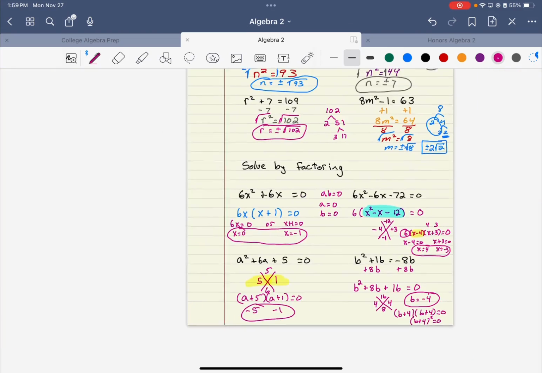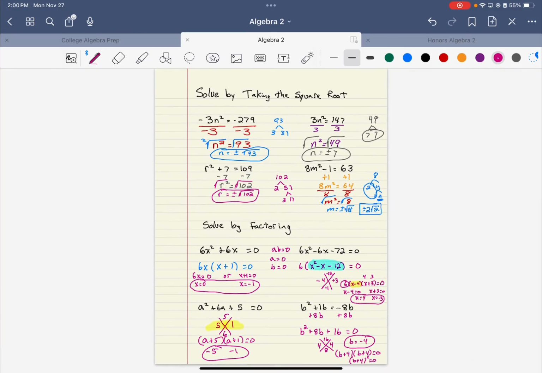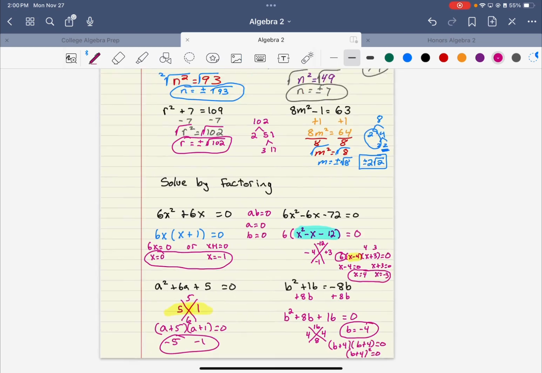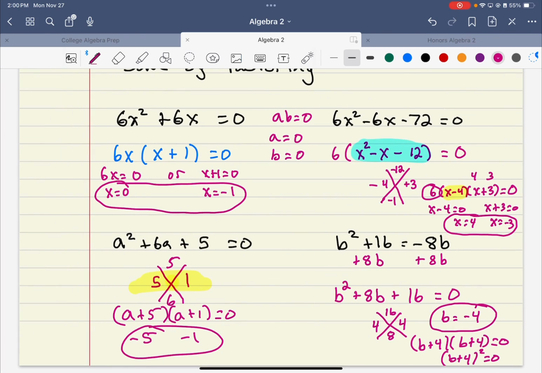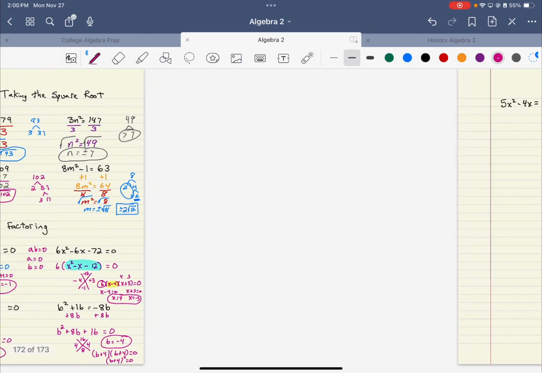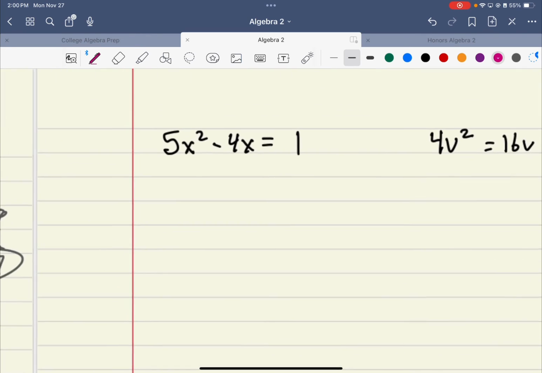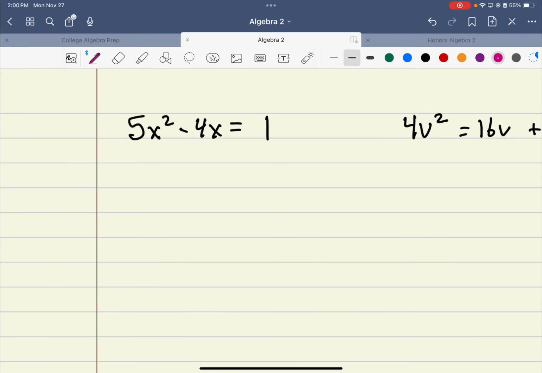Any questions with those so far? We've got 2 more that I want to look at, and you have an opportunity to review on your own. Next one, 5x squared minus 4x equals 1. And we'll do this one together.